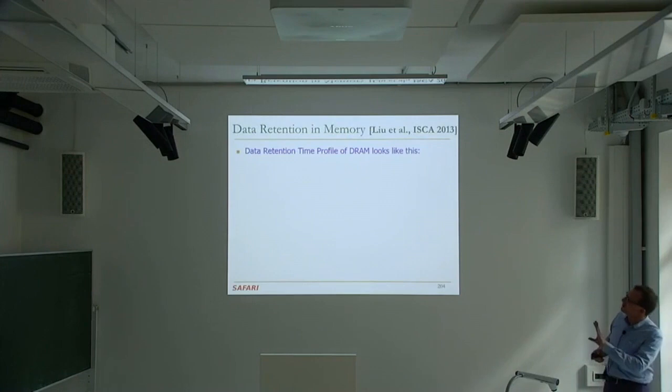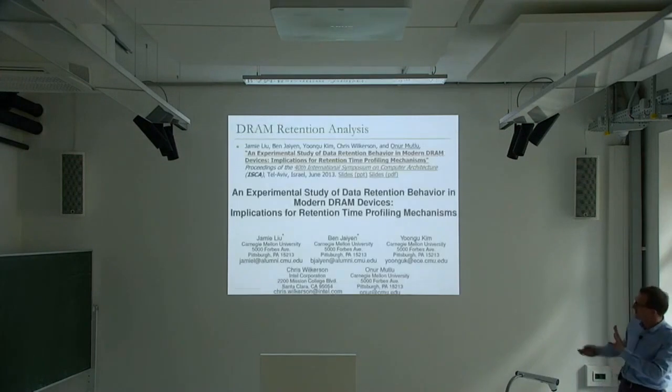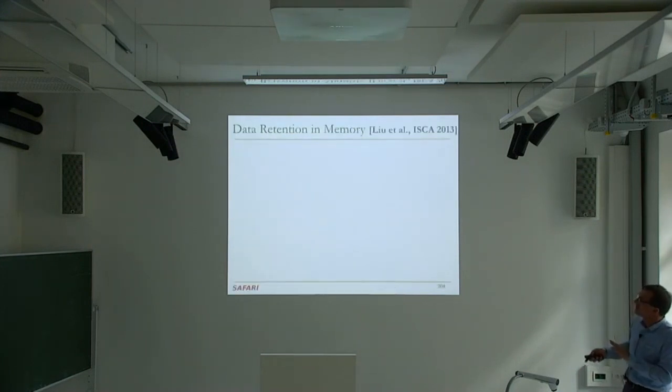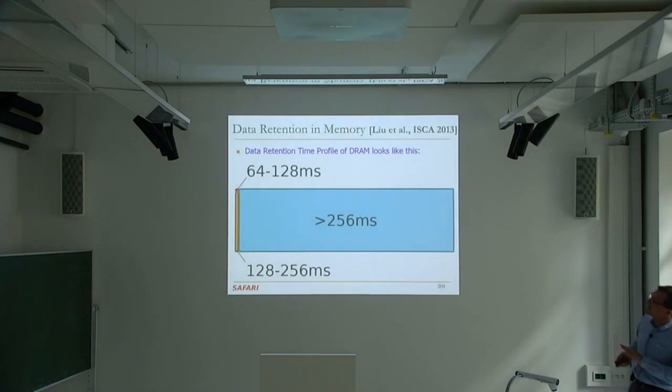Let me give you the idea very quickly, basically. The idea very quickly is based on this. This is the next paper that we did in the area, based on our infrastructure that we built because we wanted to realize this work. Basically, the data retention time profile of DRAM looks like this. Today, we're refreshing everything every 64 milliseconds. But most of the cells can retain data much longer than that.